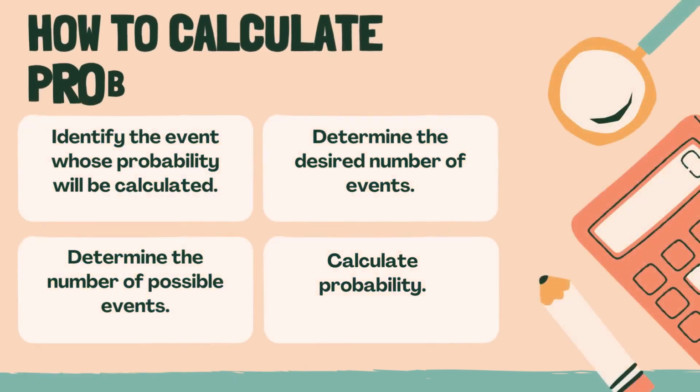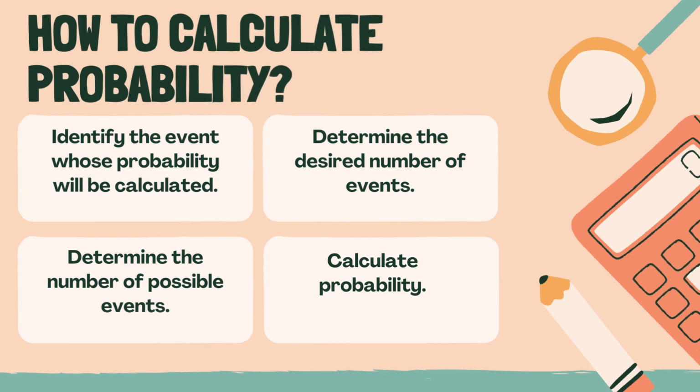Fourth, how to calculate probability. You can calculate probability by using the previous formula. However, basically, there are many different probability formulas, and probability calculations are not always easy. However, in general, there are several steps to calculate probability, namely, first, identify the event whose probability will be calculated. Second, determine the desired number of events. Third, determine the number of possible events. And fourth, calculate the probability.